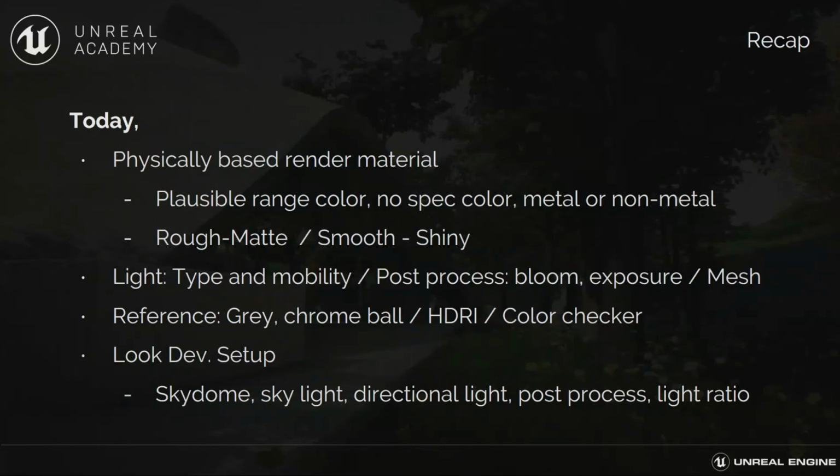We're also looking at the types and the mobility of lights. Also post-process, bloom, exposure, and a little bit of mesh, two mesh options, which we took a look at. And reference is very important. Then we talked about the gray ball, chrome ball, high dynamic range panorama, and the color checker for the look dev scene, why it's important, and how we can use it in the scene setup.